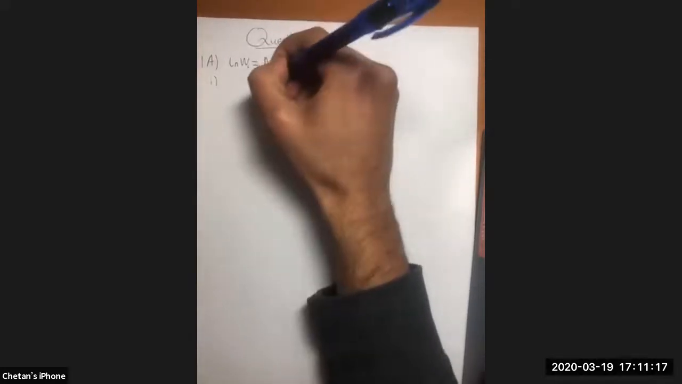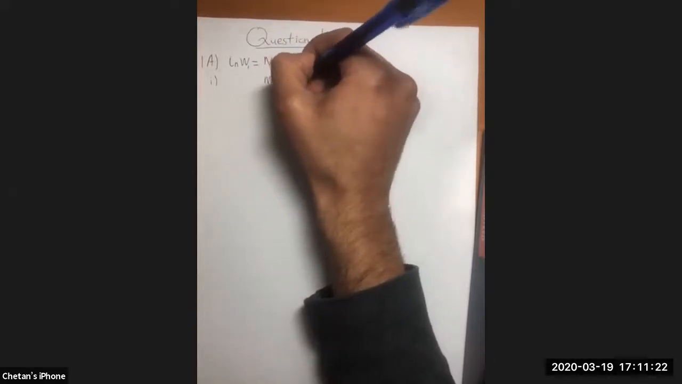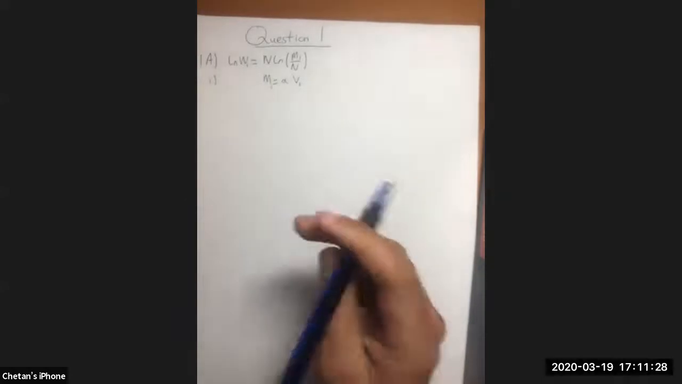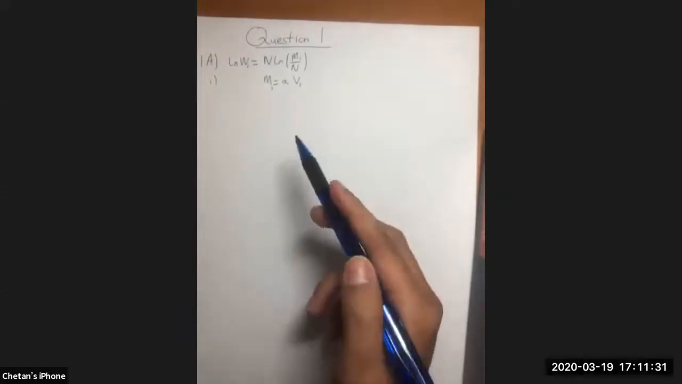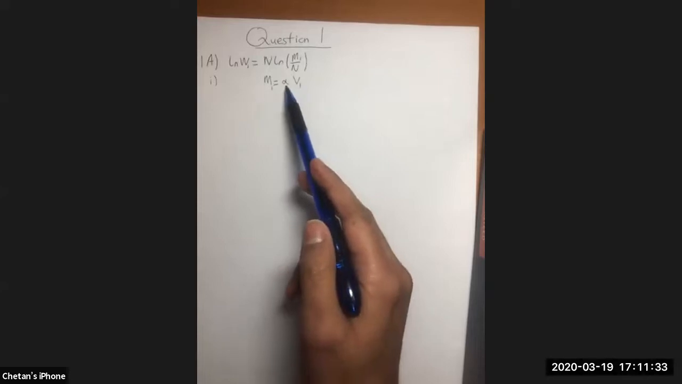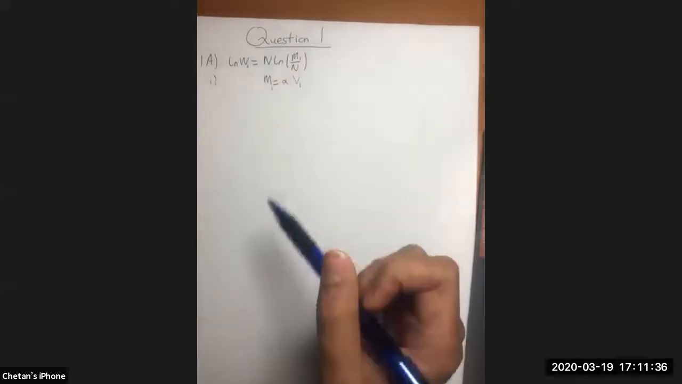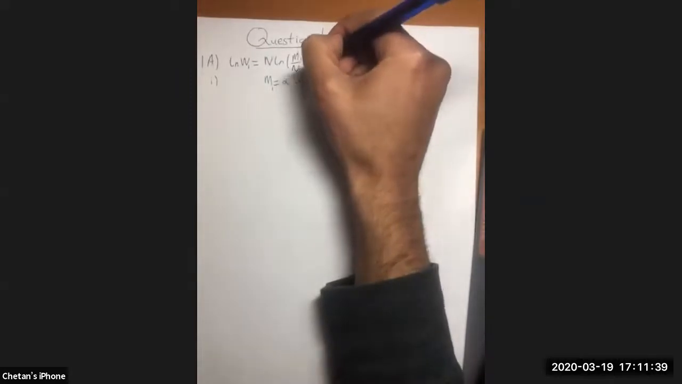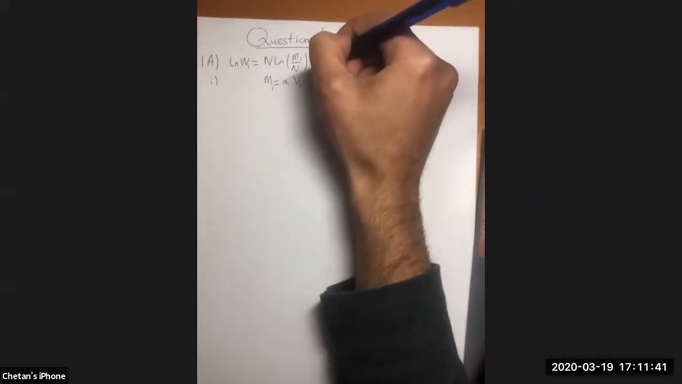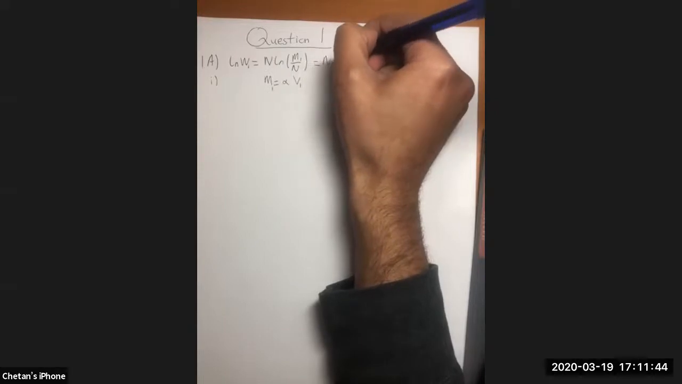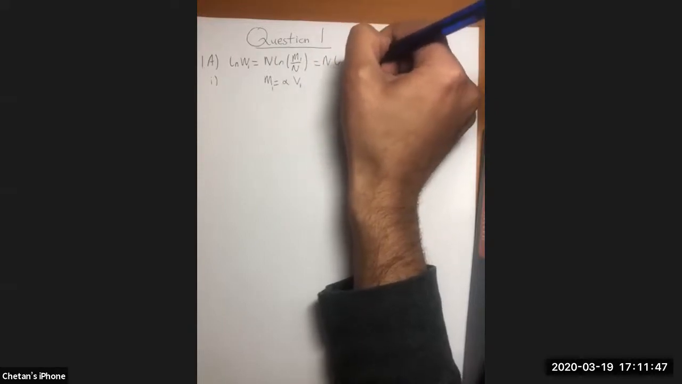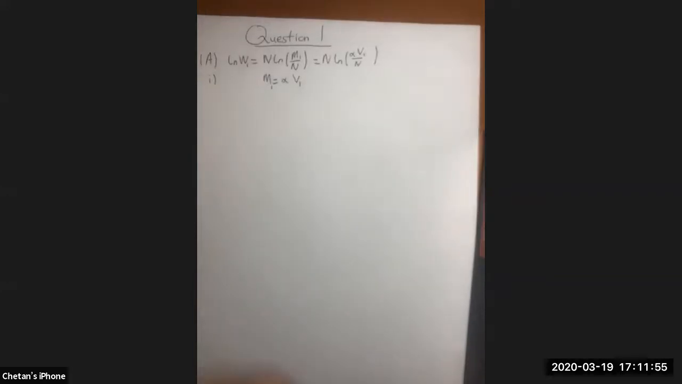So I think you've seen that in class. And there's actually this relationship as well, where M is equal to alpha times volume. If M is the number of grid boxes, we can view that as a sort of volume multiplied by some factor alpha. So this then becomes N times ln of alpha V1 divided by N. So we can use this relationship to write out the ratio of multiplicities.